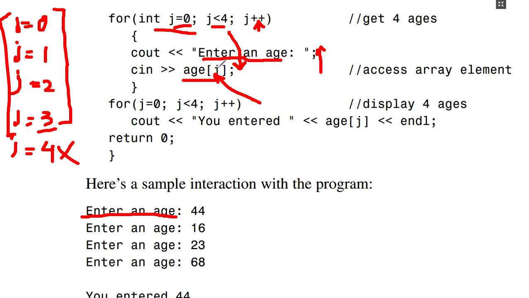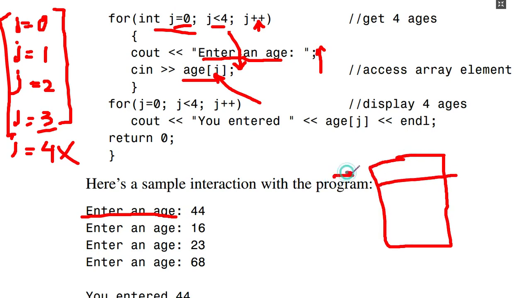And what is j? Since the first time j is equal to 0, the first number would be saved in the first location, age[0]. Age[0] means this location. So if you enter a number, it would be saved in age[0]. For example, if the user enters 44, then 44 would be saved in this location. Then as you can see, the body of the loop ends over here. Then again the loop would be repeated.